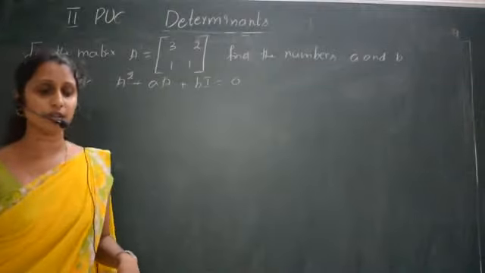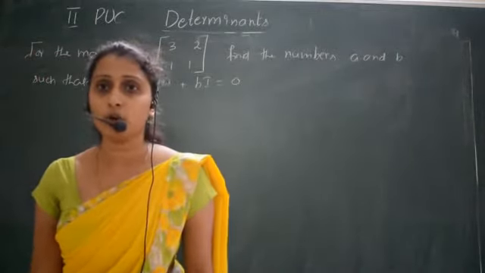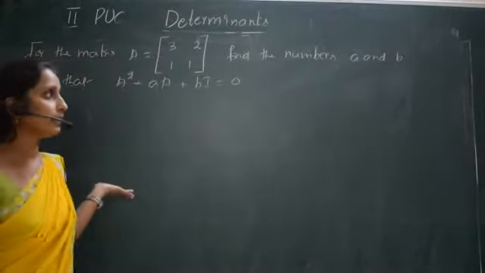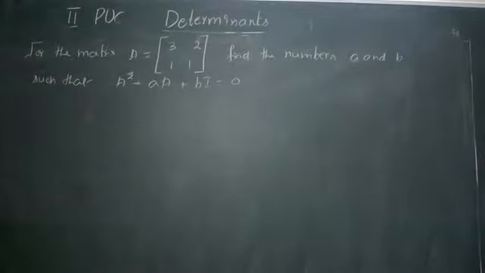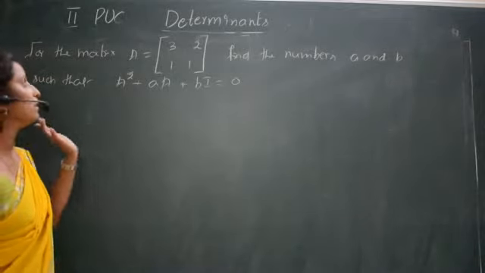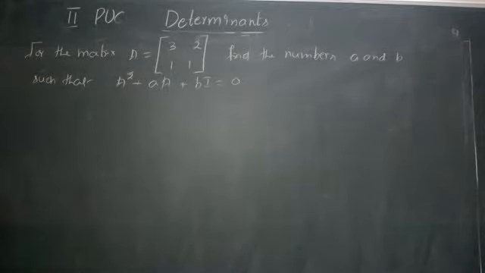Hello students, we'll solve some other problems on determinants or the adjoint of a matrix. The question is: for a given matrix A, find the numbers a and b such that A square plus aA plus bI is equal to I. So we have to get the values of a and b. First we have to find out what A square is.